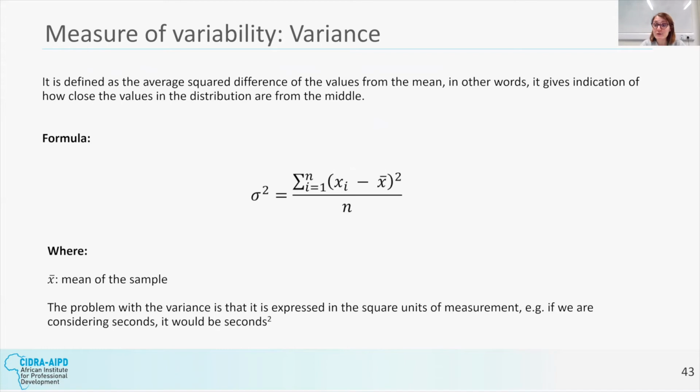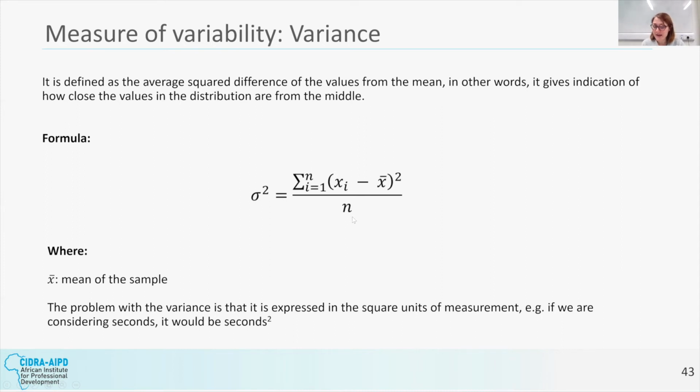Now let's see another measure of variability, which is, I think, more well known than the others, and as the mean is computed on all the values of the sample. We're talking about the variance. As you can see, the variance can be computed as the difference of each observation in the sample from the mean squared and divided by the number of observations.